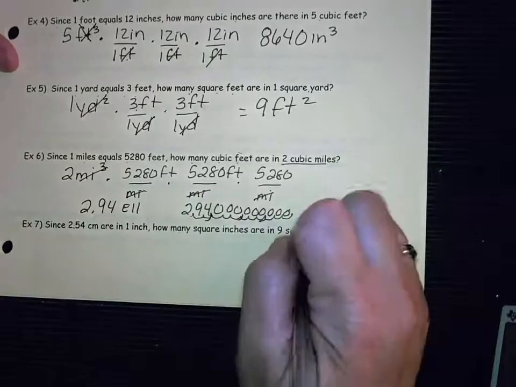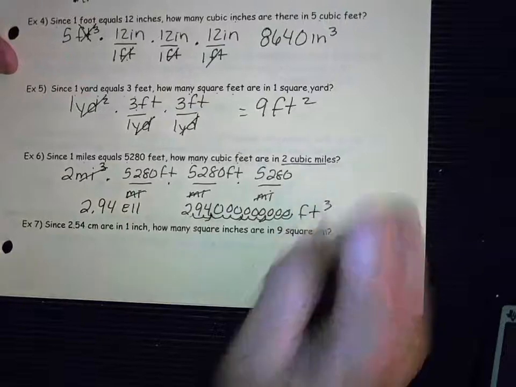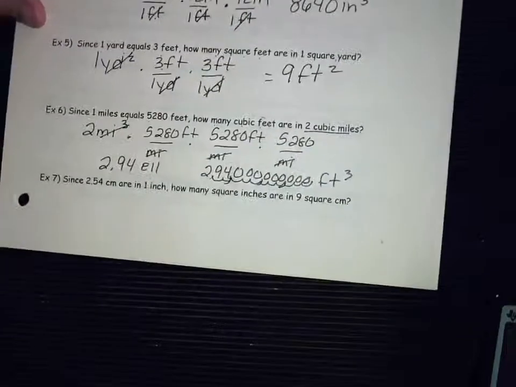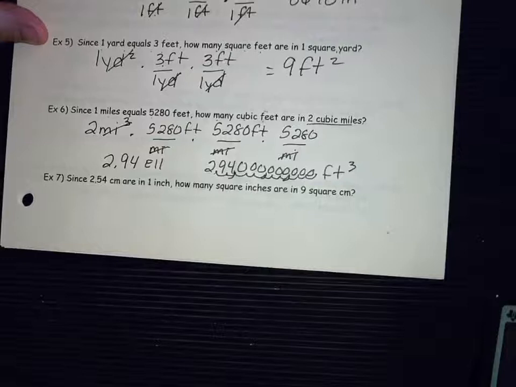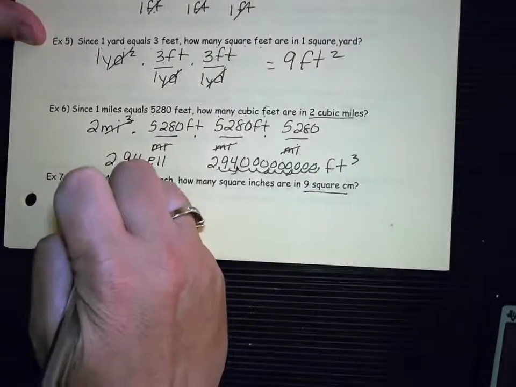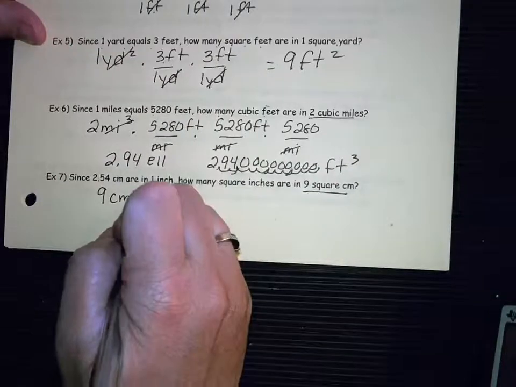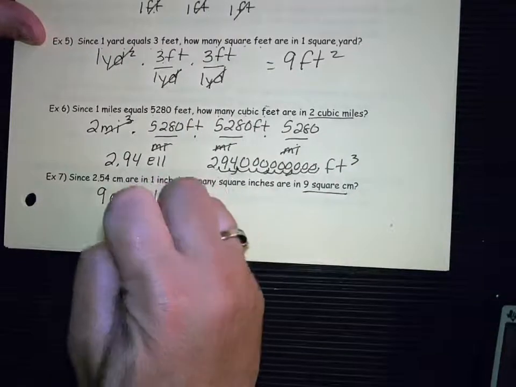And that is how many cubic feet there are in 2 cubic miles. Example 7, I'm going to skip right to the end. We want 9 square centimeters. So we want our centimeters on the bottom.